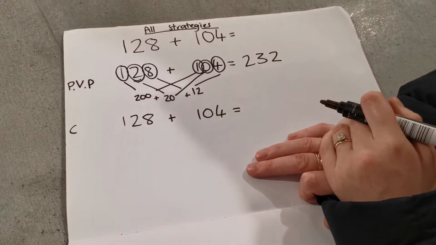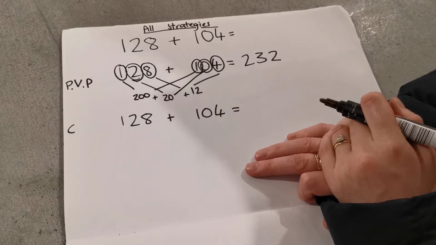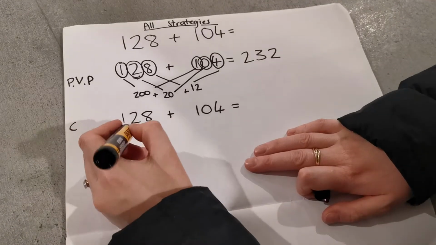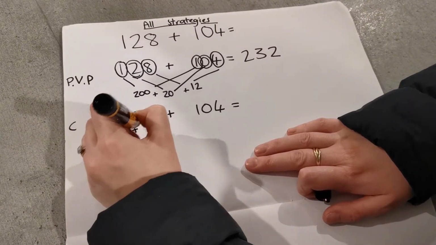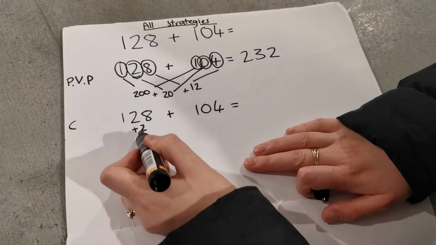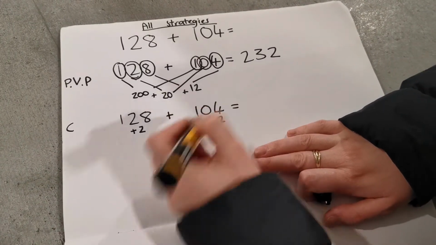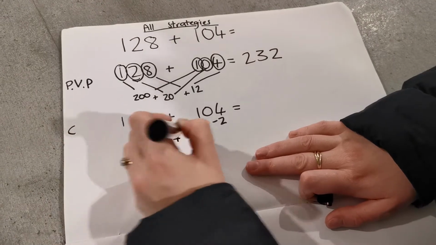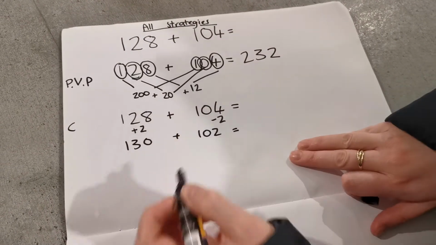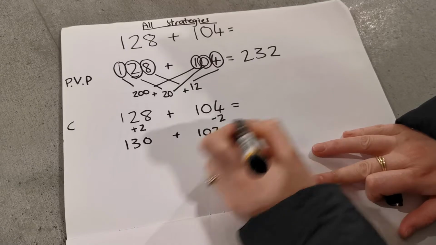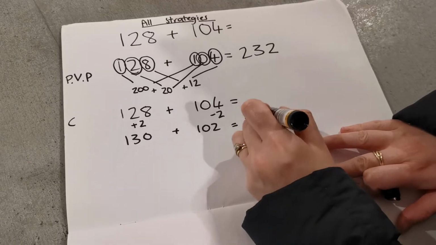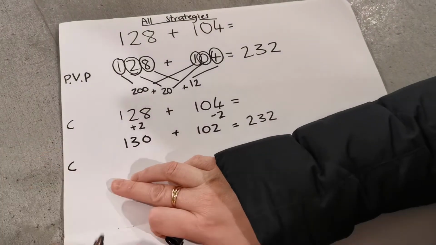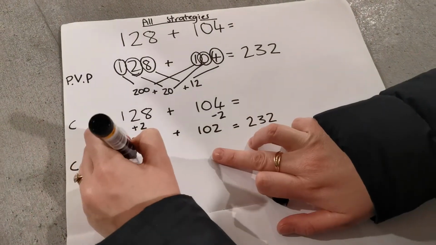Either of these would actually work really well, Sophia, but I'm just going to start with this first one. So I'm going to make 128 into 130. So I've added 2, and I need to take away 2. So it would be 130 plus 102 equals 200 and 32. I've got the same answer twice. Let's just try using compensation the other way.